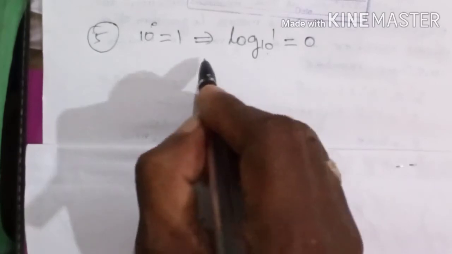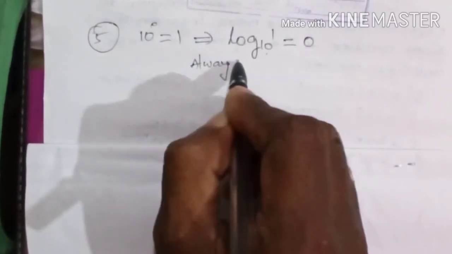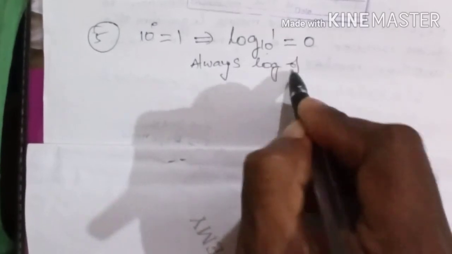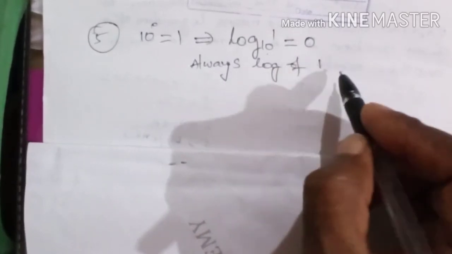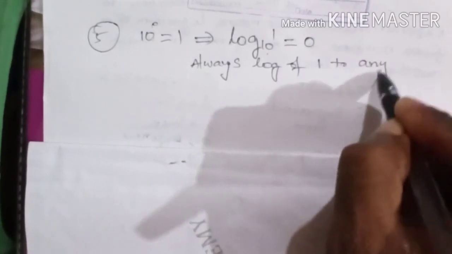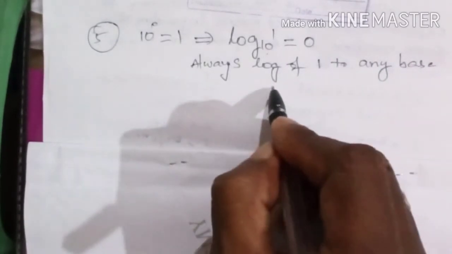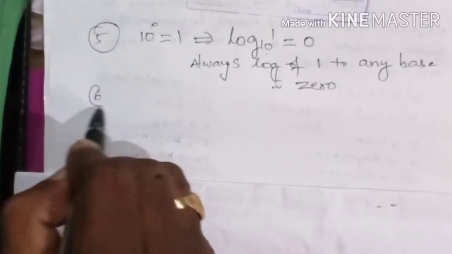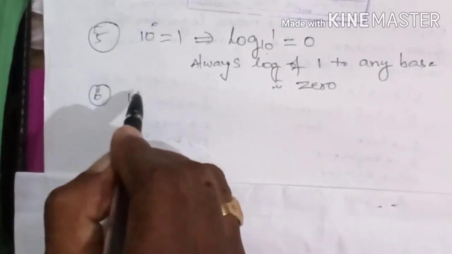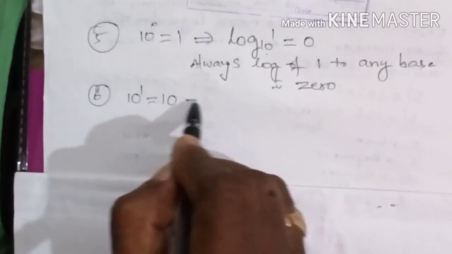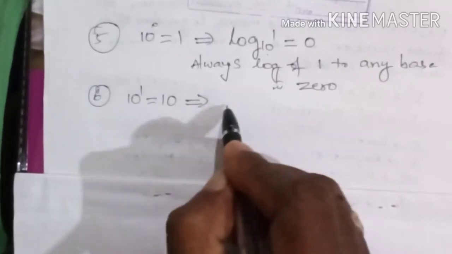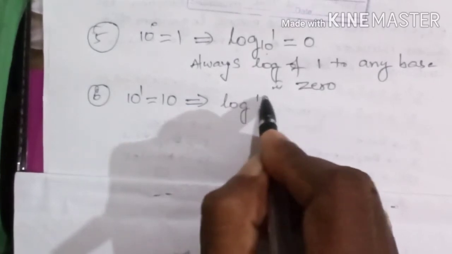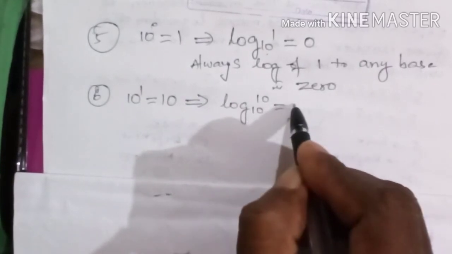From this we can say that always log of 1 to any base is 0. Always log of 1 to any base is 0. And the sixth property here, 10 to the power of 1 is equal to 10. It is an exponential form. Its logarithmic form is log 10 to the base 10 is equal to 1.